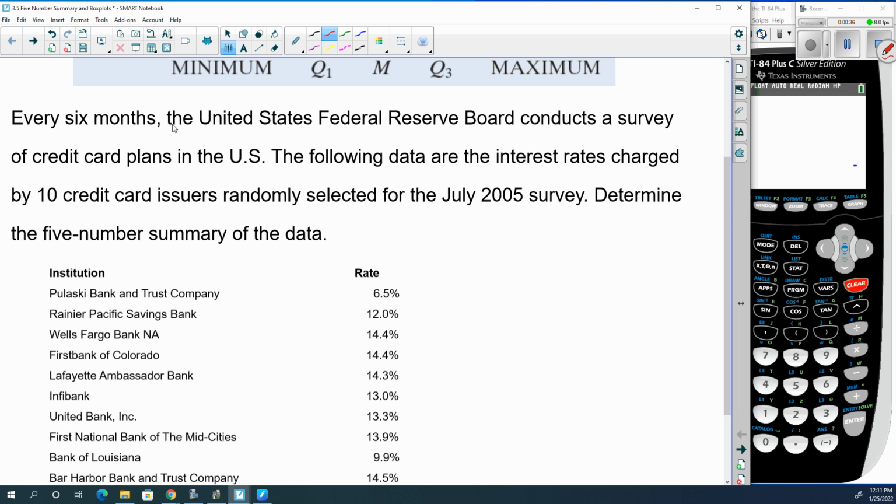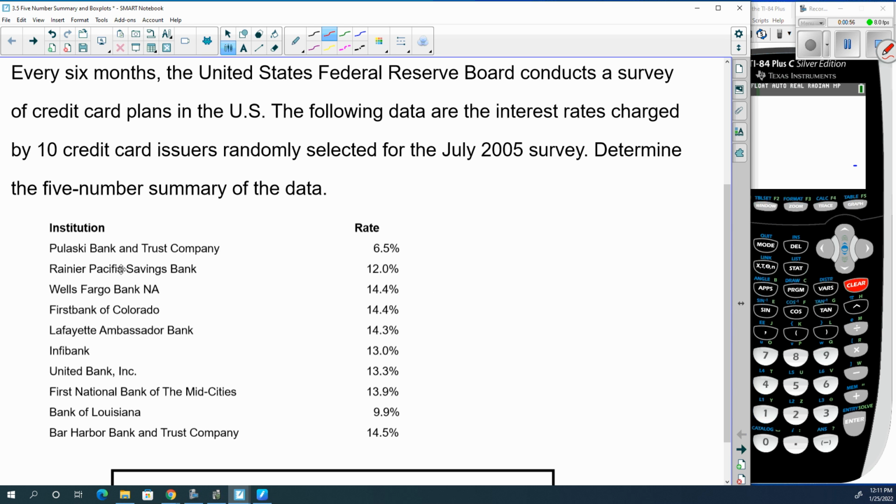So this one says every 6 months, the United States Federal Reserve Board conducts a survey of credit card plans in the U.S. The following data are the interest rates charged by 10 credit card issuers randomly selected from the July 2005 survey. Determine the 5-number summary of the data. Okay, so then they give us the credit card companies and the interest rate they're charging.